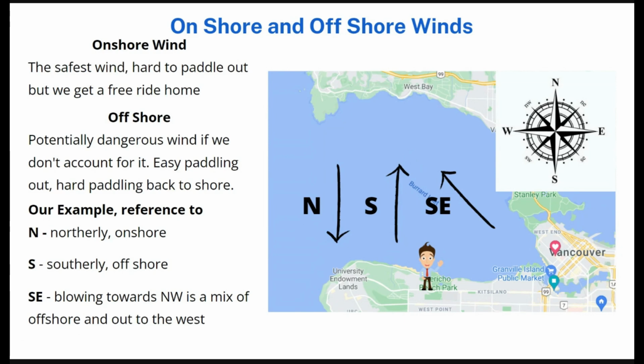The last one, southeast. This is kind of a combination between the two. Southeast is going to be going in this direction by this arrow. It is basically an offshore, maybe even a little more dangerous again, because it's not going to just take us to the center of Burrard Inlet. It's going to take us all the way out to sea. So we have to be very, very careful of those ones. If that was blowing at 15 kilometers an hour, that's a lot of work to paddle back against if we've gone out quite a ways. So we just want to be really aware of that.